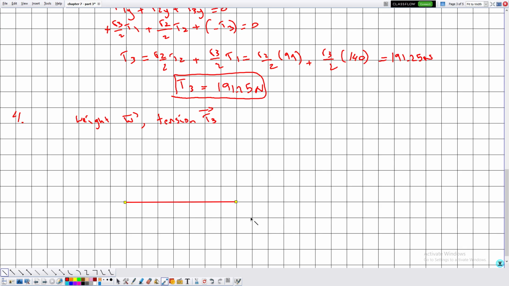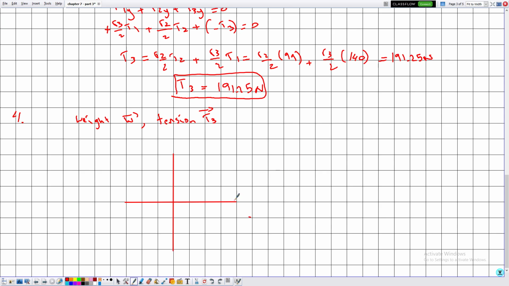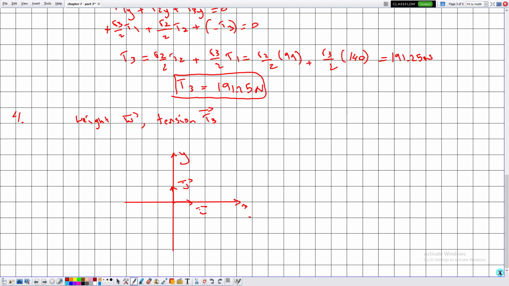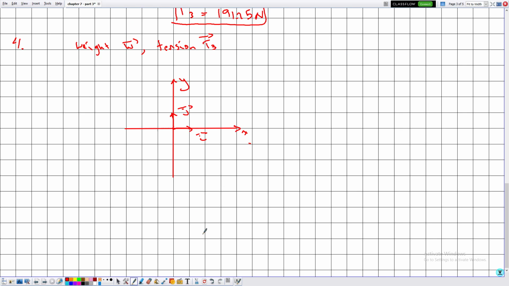So suppose this is the x-axis and this is the y-axis. This is the positive direction of the x-axis, this is the positive direction of the y-axis, this is I, and this is J. Suppose here is the center of gravity of the solid S. Although the weight is acting vertically downward and the tension T3 is acting vertically upward, these are free vectors, we can change their location. So T3 is acting vertically upward, and the weight is acting vertically downward.